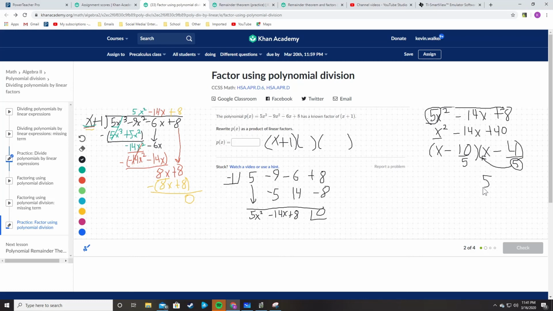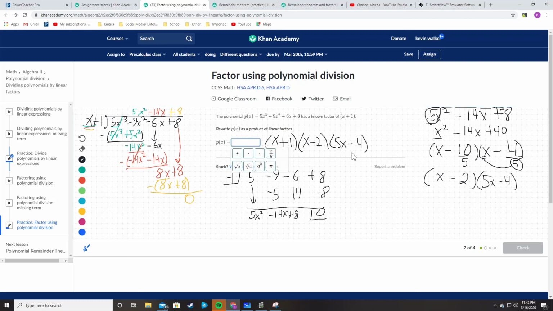We got 5x minus 4. In the other parenthesis, we know 10 divided by 5, that's going to give us a 2. So we got x minus 2. We got 5x minus 4. So that means these are my other two factors that we got right here. So our final answer is x minus 2 times x plus 1 times 5x minus 4.